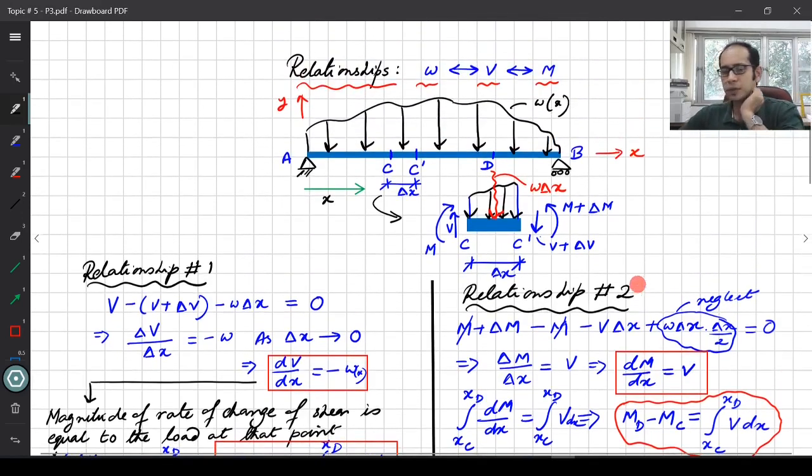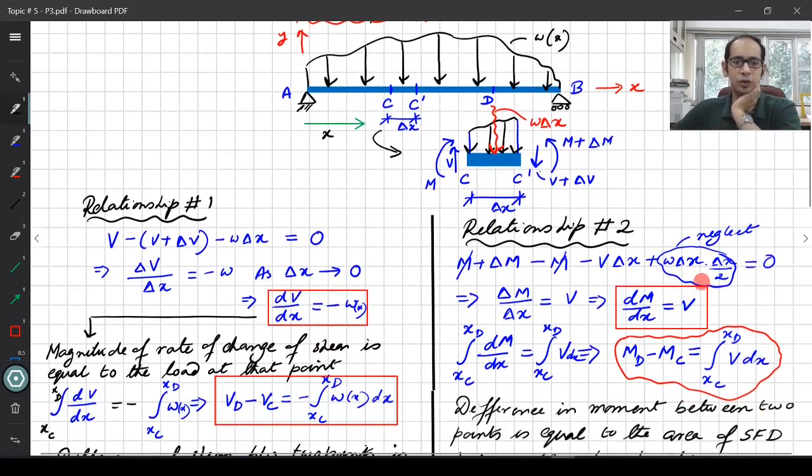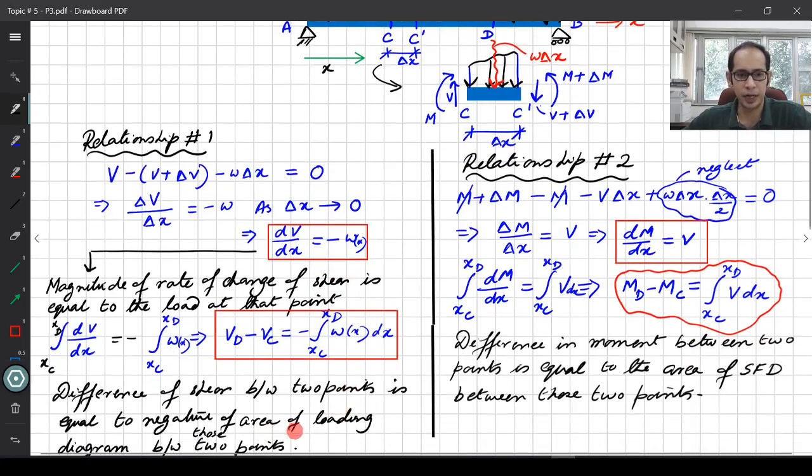So these are the first two relationships that we saw. Just to recapitulate, the slope of the shear force diagram, that is dV/dx, is equal to the negative of the loading diagram. And the difference in shear between 2 points, say D and C, or any other 2 points, is the area of the loading diagram between those same 2 points, xC to xD.